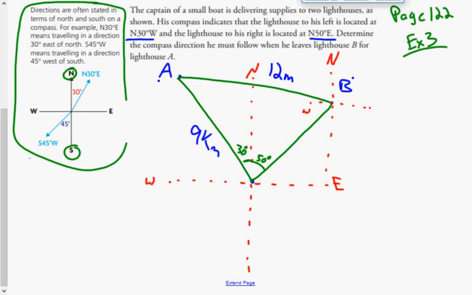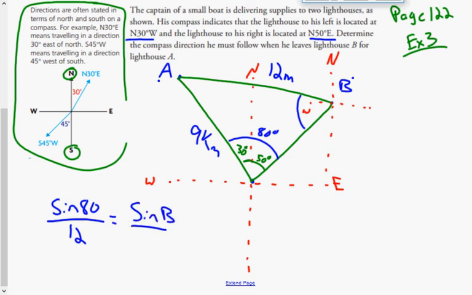All right, so based on what we've learned today about sine law, I have this angle because 30 plus 50 is 80. There we go. I have the opposite side. I have a side. I can solve for the total angle here, okay? So let's do that using sine law. All right? So I know sine 80 over 12 equals sine of B over 9.